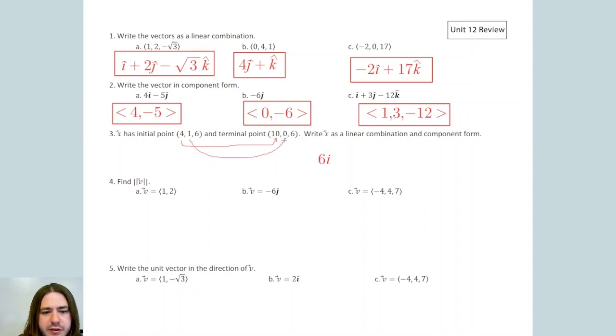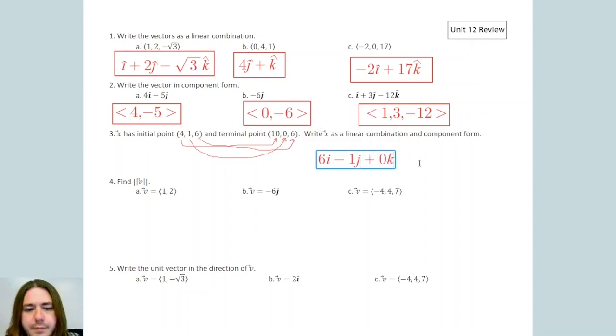To get from 1 to 0, I've got to subtract 1. So I'm going to say minus 1j. And then finally, to get from 6 as our z coordinate, 6 to 6, well, I don't actually go anywhere, right? There's no change there. So the final component would be 0. And so I'd say plus 0k. I don't need to write the 0k just like I don't need to write this 1. So just to clean this up a little bit, I'm going to say 6i minus 1j, and then just leave the rest of it blank.